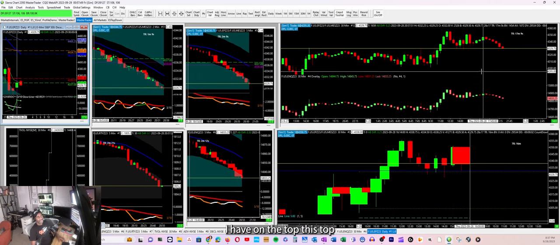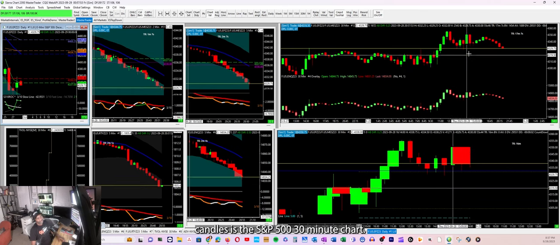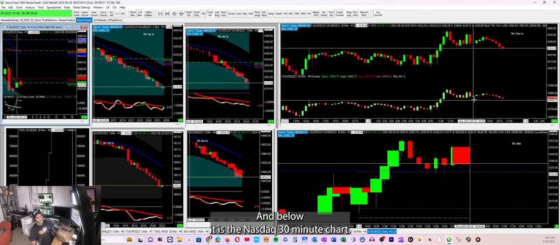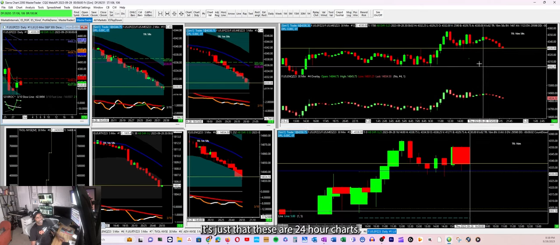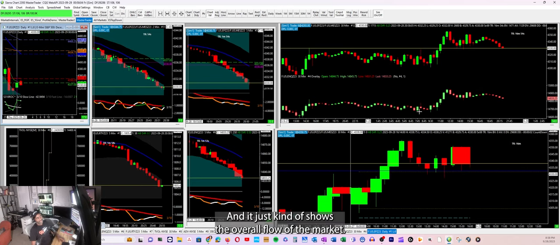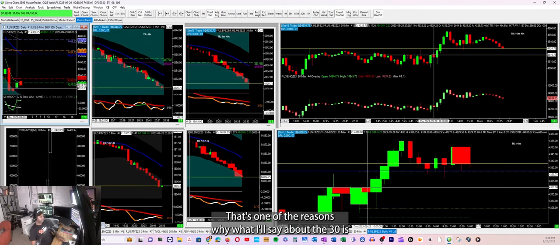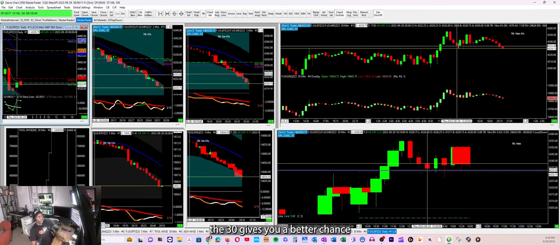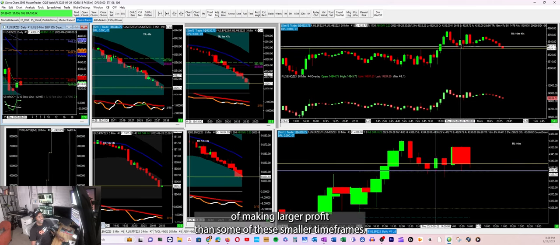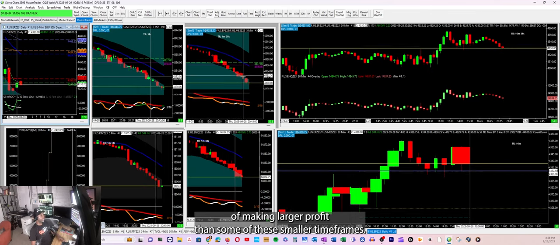Over here, this top set of candles is the S&P 500 30-minute chart, and below it is the NASDAQ 30-minute chart. These are 24-hour charts, and it just shows the overall flow of the market. What I'll say about the 30 is that it gives you a better chance of making larger profit than some of these smaller time frames.